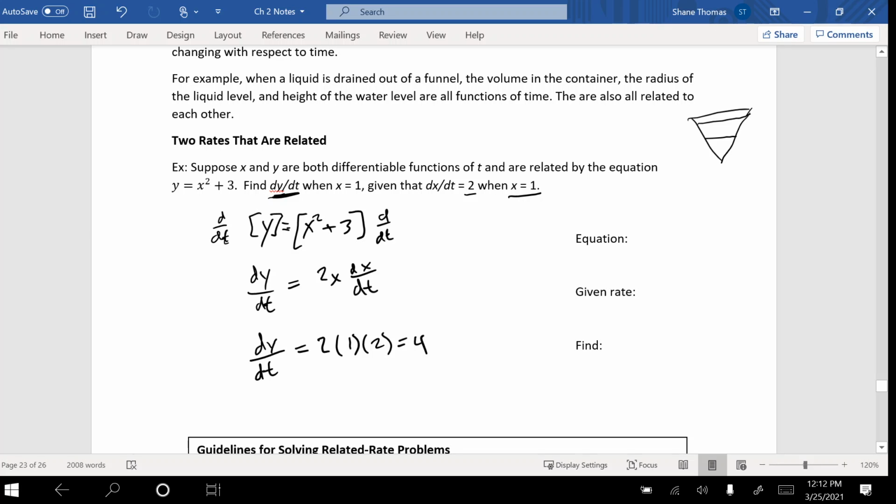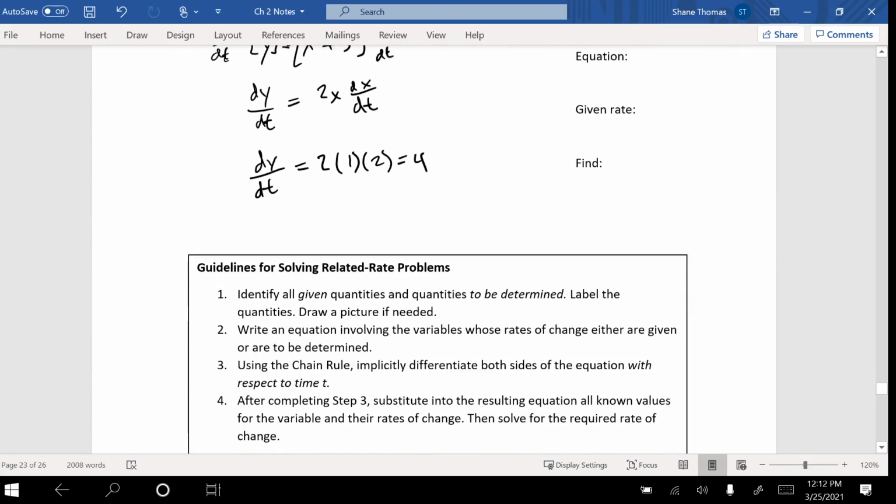All right. Now, I got that stuff on the right. We're just going to ignore that for now. The equation, given, rate, find. We're going to ignore that for now. Let's look at this next thing first.